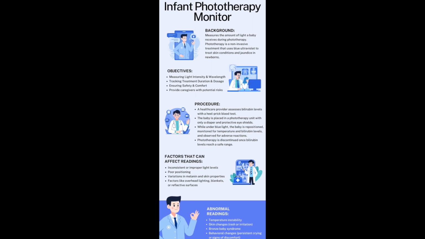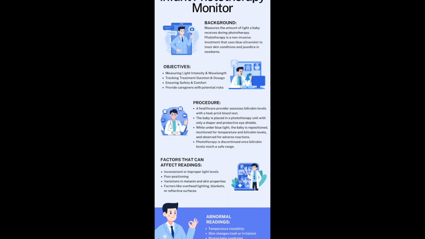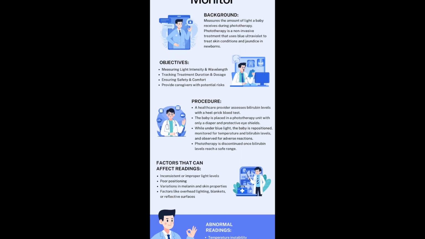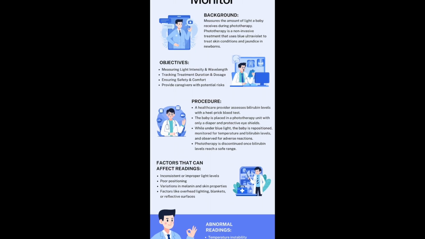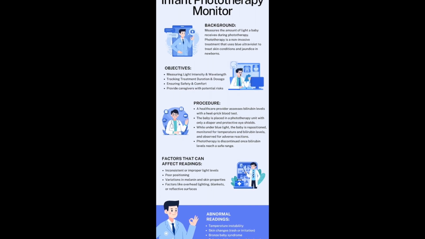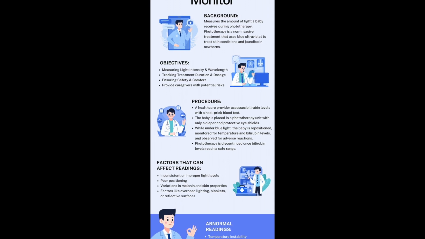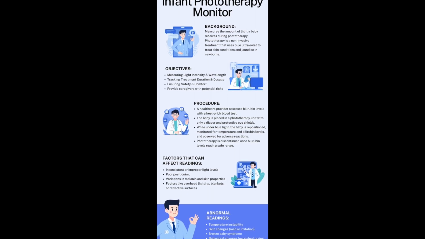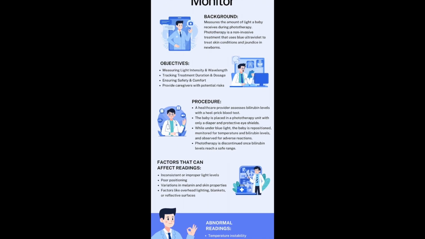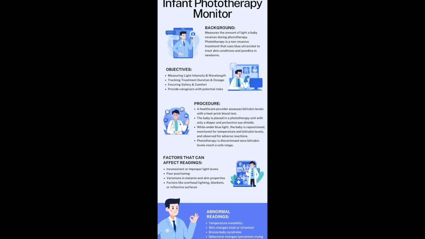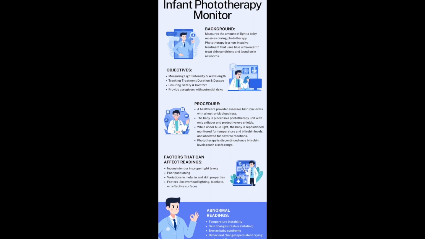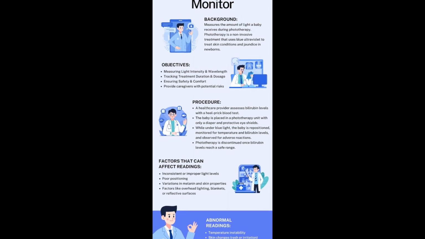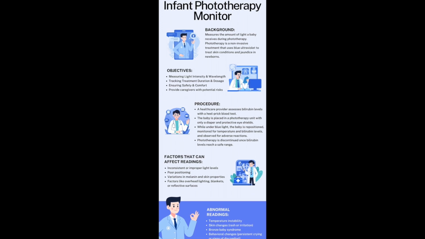The first step is assessment. A healthcare provider will assess the baby's bilirubin levels through blood tests, usually through a heel prick, to determine if phototherapy is necessary. The second step is preparation. First, place the baby in a dedicated phototherapy unit or incubator. Then remove all clothing except for a diaper and apply protective eye shields to the baby.